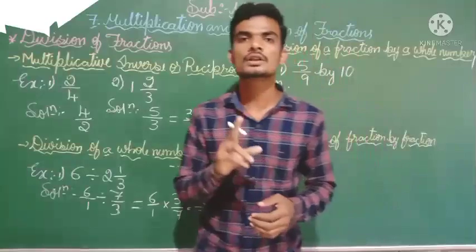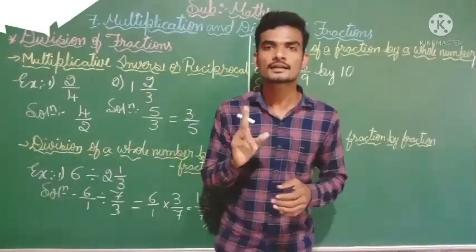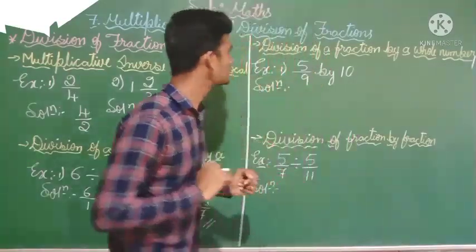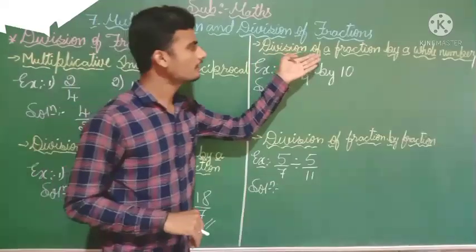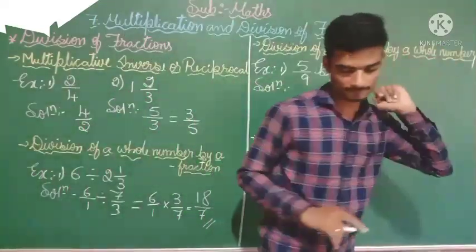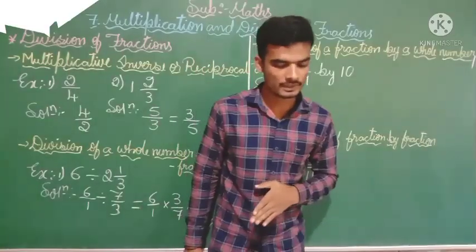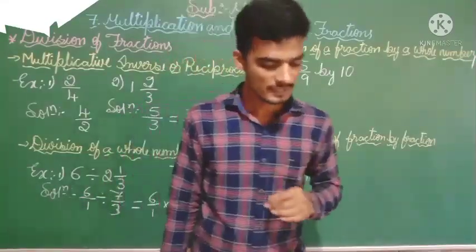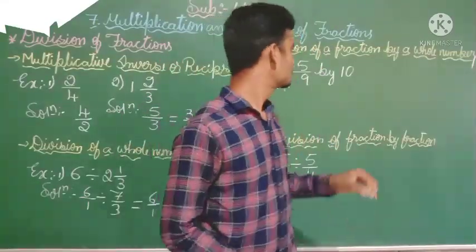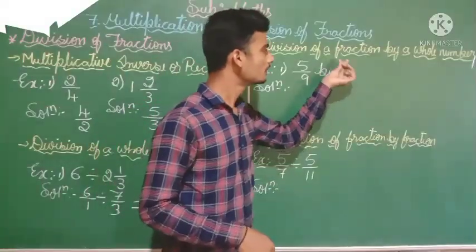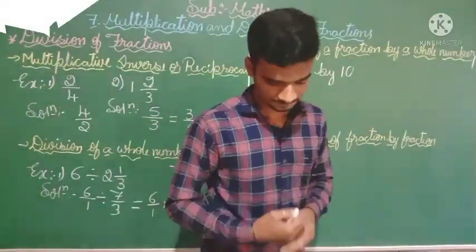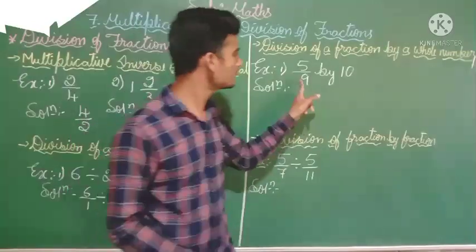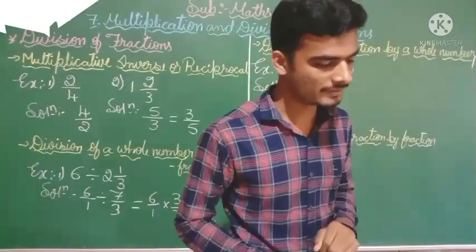Everyone should solve the remaining problems in your rough notebook, and at last you send me a photocopy. Yes. Next we will move on to one more topic, that is division of a fraction by a whole number. This is also the same thing we have followed here. First, replace the whole number by its multiplicative inverse. Then replace the division by multiplication. See here, this problem is from your exercise 7.2 A main.